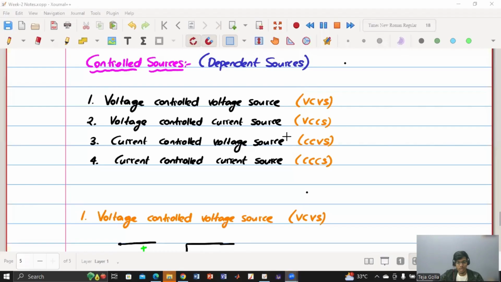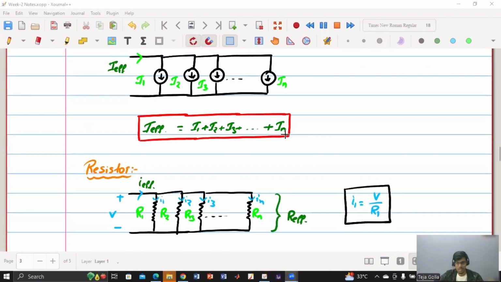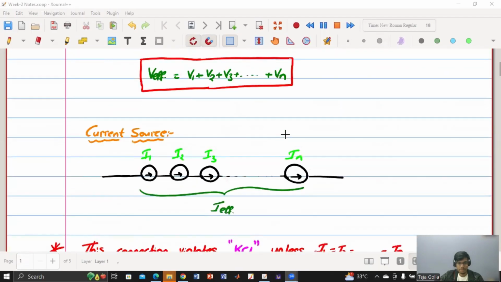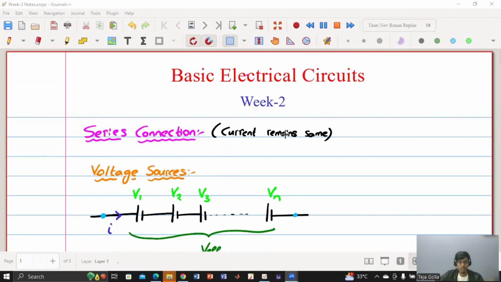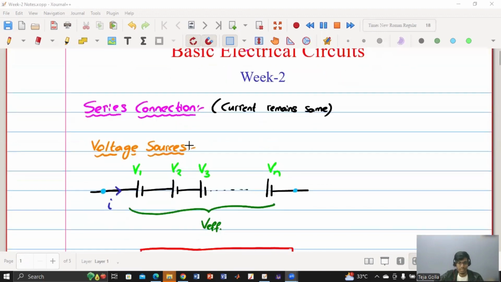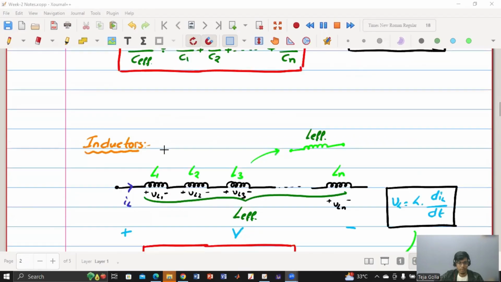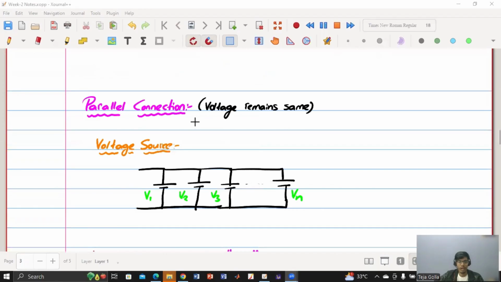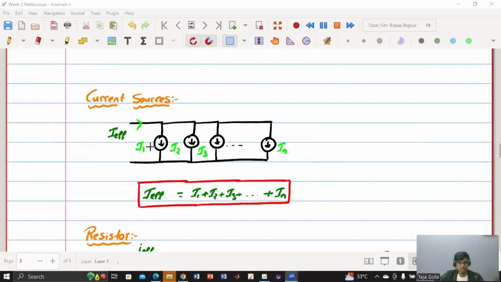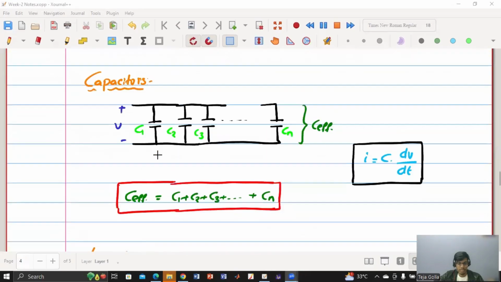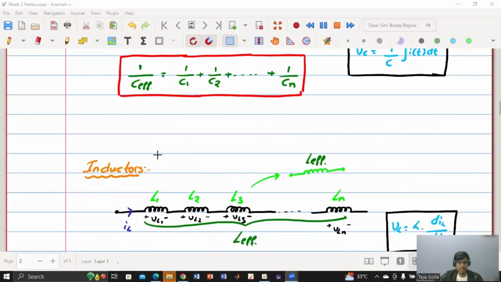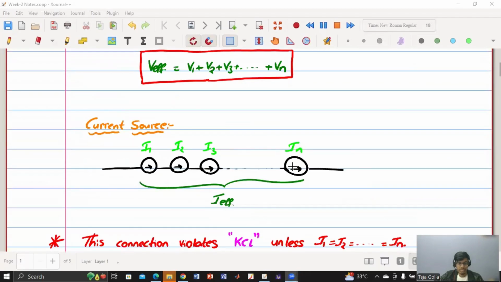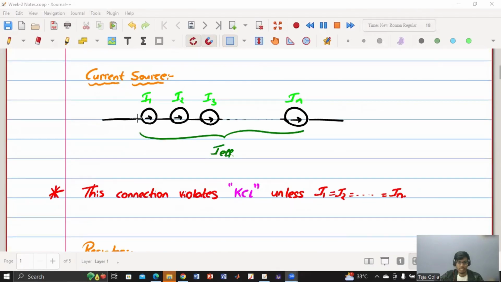No, sir. Okay, anyway, let me just summarize what we have discussed in today's session. Week 2 is basically about elements with series and parallel connection and these controlled sources. First we started with the elements connected in series: voltage source, current source, resistor, capacitor and inductor. Then we moved on to the parallel connection of different elements: voltage source, current source, resistor, capacitor and inductor. And we have seen there are two cases. The first case being current sources connected in series, which will cause an issue because it might violate KCL if these current sources are unequal, having unequal currents.